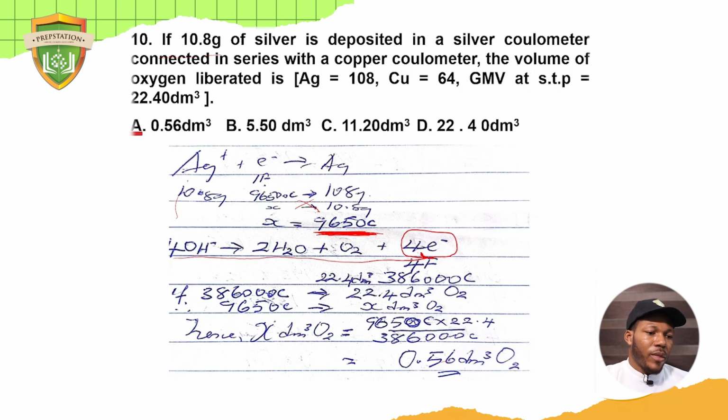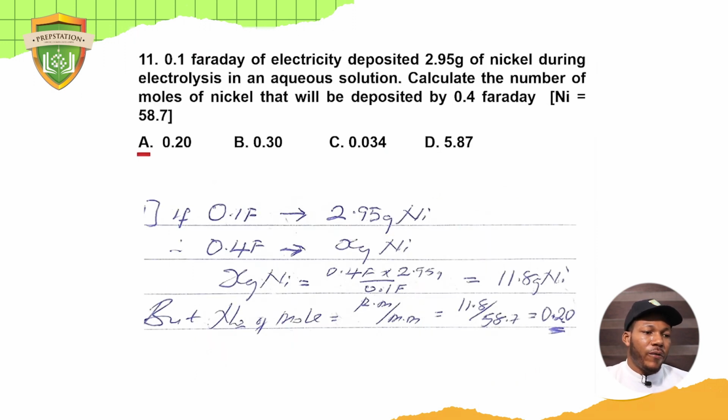Okay, let's move on. This one is how to find the number of Faradays. 0.1 Faraday of electricity deposited 2.95 grams of nickel during electrolysis in aqueous solution. Calculate the number of moles of nickel that will be deposited by 0.4 Faraday. It's simple. This one is a straightaway solution. Look at the question again, pick the parameters, and know exactly what you are asked to do. You are looking for the number of moles. So here you don't need much protocol. The parameters are given already in the question. So capture them accordingly.